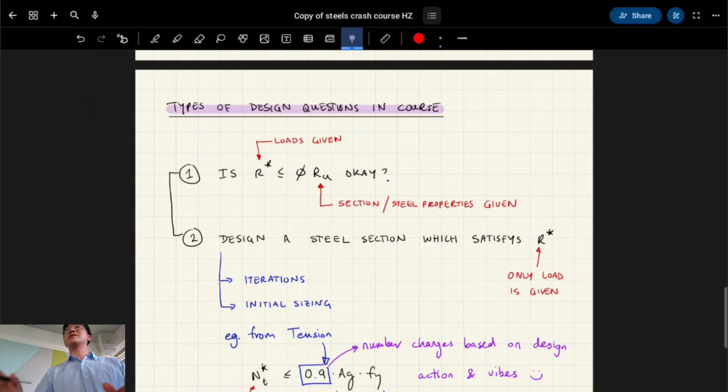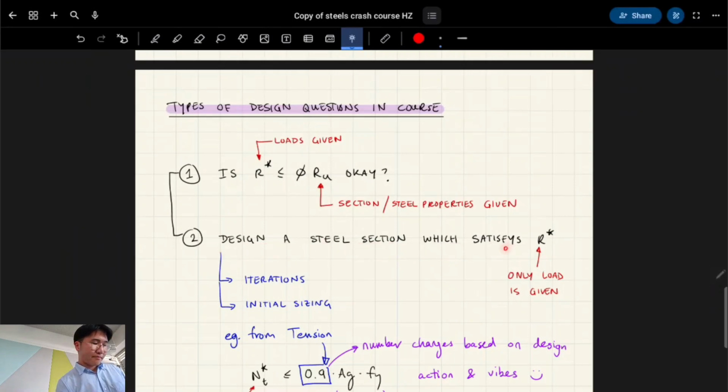And so in order to prove this, you have to work out the left-hand side. So you do all your load factors, which I just ran over, and then you also do the right-hand side. The right-hand side is a lot more complicated than it looks right here, because that's where all the steps come from. That's like the entirety of AS 4100, the steel standards. It tells you what RU is based on the type of thing you're designing for, like if you're designing for tension, compression, moments, whatever, right? That's the first type of question.